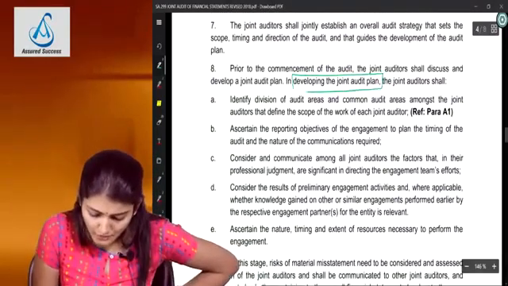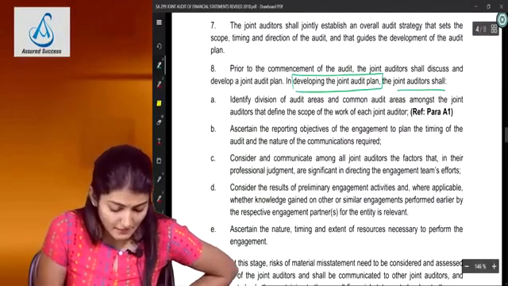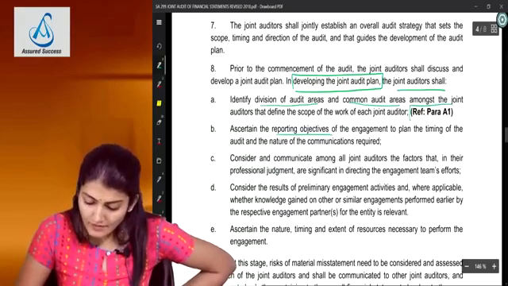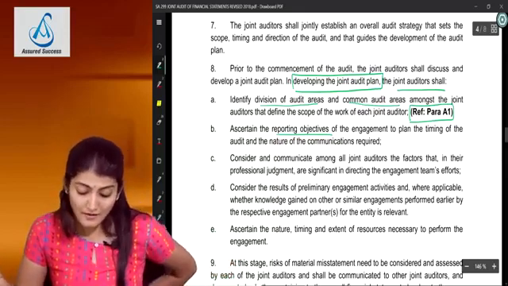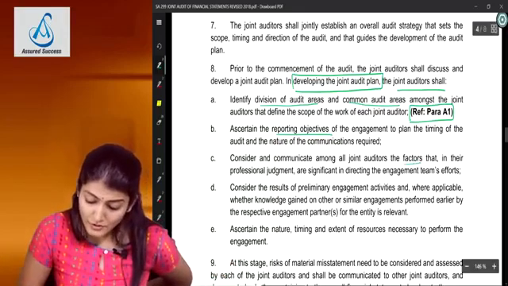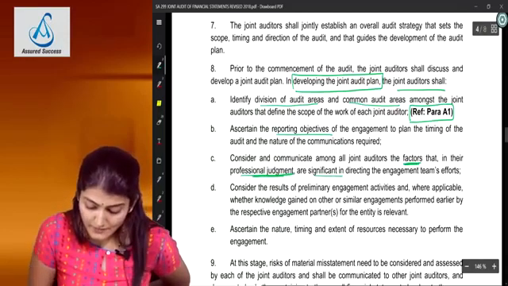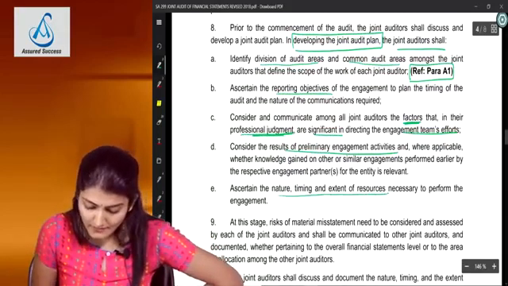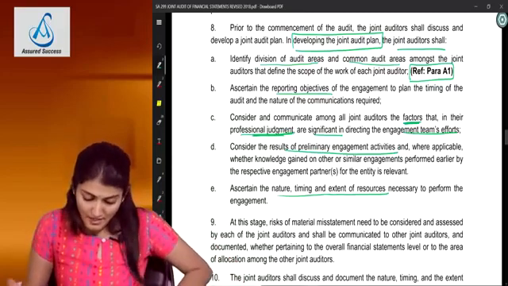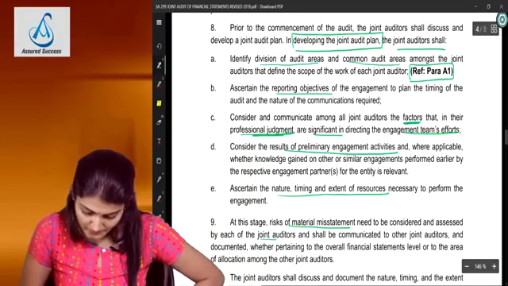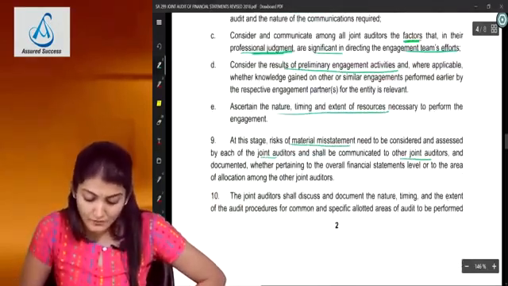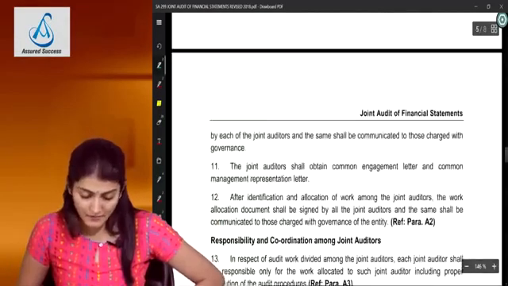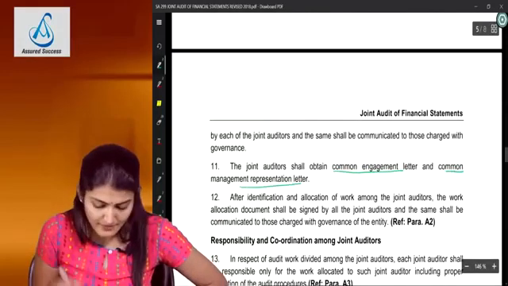Right, in developing the joint audit plan, the joint auditor shall identify division of audit areas and common audit areas, ascertain the reporting objectives, right, and this refers to para A1, I will take you later on to para A1 also. Consider and communicate among all the joint auditors the factors that in their professional judgment are significant in directing the engagement team's effort, and the results of preliminary engagement activities and the nature, timing and extent of resources required. RMM to be communicated to all the joint auditors, each of the joint auditors. They shall also discuss and document the nature, timing and extent of procedures for common and specific allotted areas. Yes, common engagement letter and common representation letter.